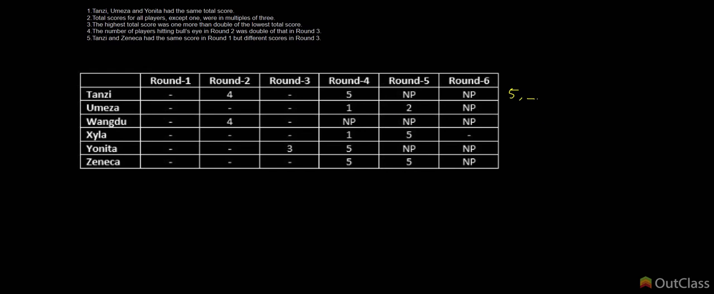Umeza had 2 5s and some other number. Wangdu did not have a single 5. Zyla played all 6 rounds, which means the first 3 were all 5s, which we can put inside directly.